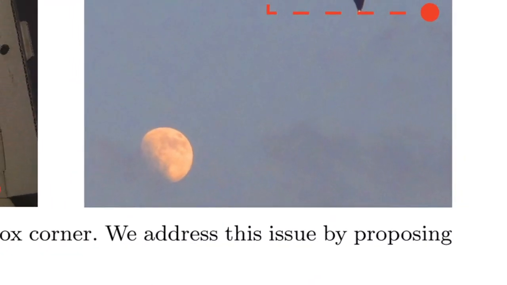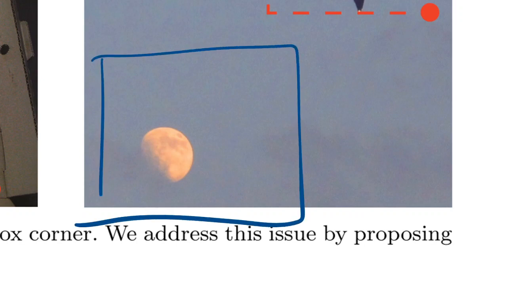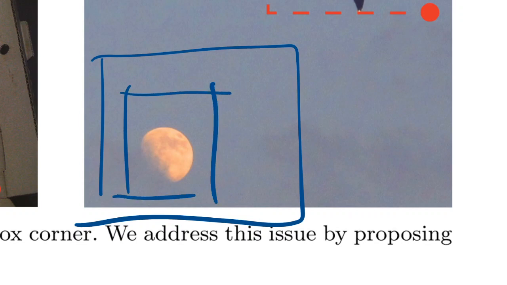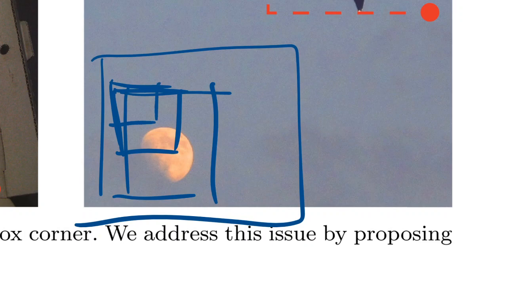If I have to predict the location of the moon and I'm a CNN and I have this receptive field, I'm like, oh yes, it's in here. And then I have this receptive field and I'm like, yes, it's in here. And then I zoom in on the corner, not on the moon itself, but on the corner where I need to predict, right? At some point, I'm like, wait, where is it?